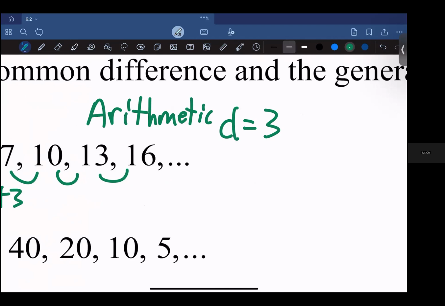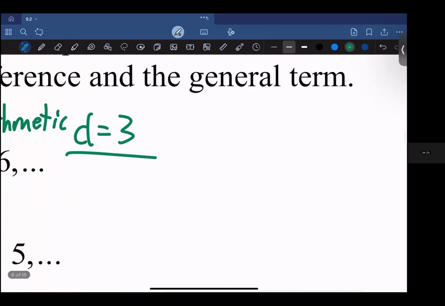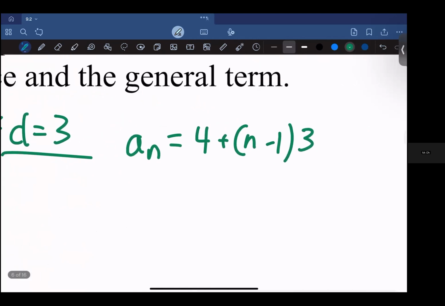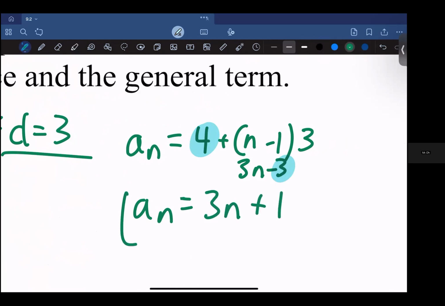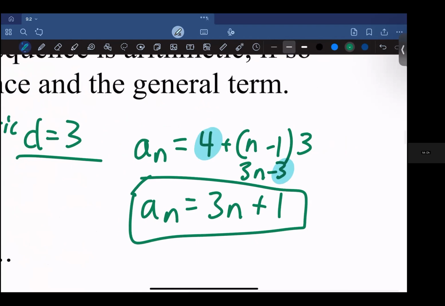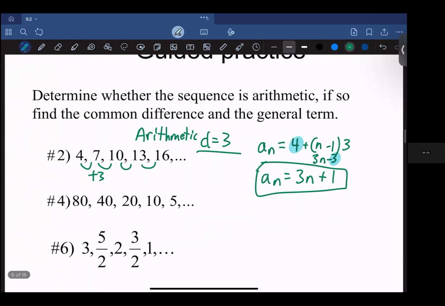Okay, so now it says if it is arithmetic, go ahead and find the common difference, which we just did, and the general term. So the general term is just the sequence. So we have a of n equal to the first term, which is 4, plus n minus 1 times the difference, which is 3. We can distribute that out to give us 3n minus 3, which will become, after combining like terms, 3n plus 1. Cool. Nice. All right, the next one.